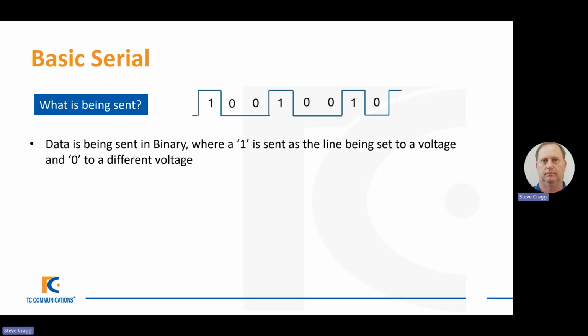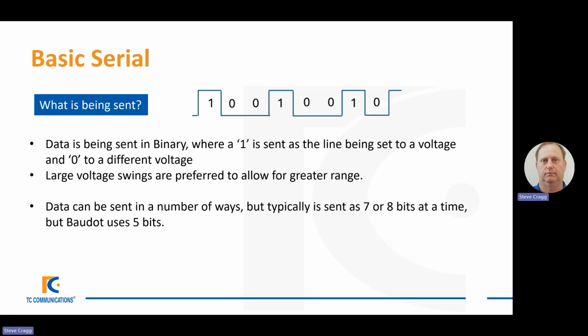Typically, the data is being sent in binary. That's what we're going to consider today, where a 1 is sent simply by setting the line to a particular voltage or a voltage range, and a 0 is set to a different voltage range. With those, larger voltage swings are preferred. That typically gives you a greater protection against noise. It also gives you greater range.